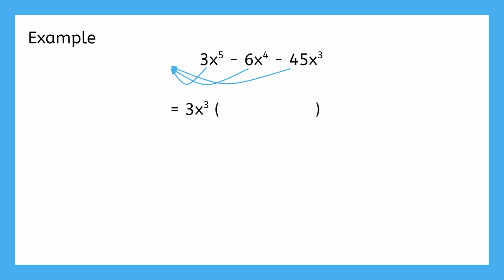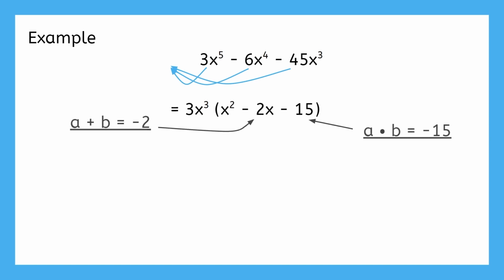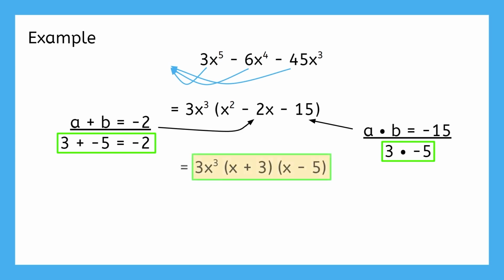If we divide all the terms by 3 and subtract 3 from the exponents because of the quotient rule, we get x squared minus 2x minus 15. Now that is a quadratic function. The combination of 3 and negative 5 multiplies to make negative 15 and adds together to make negative 2. So those are the constants in the binomials. The factors of the original polynomial, 3x to the 5th minus 6x to the 4th minus 45x cubed, are 3x cubed, x plus 3, and x minus 5.